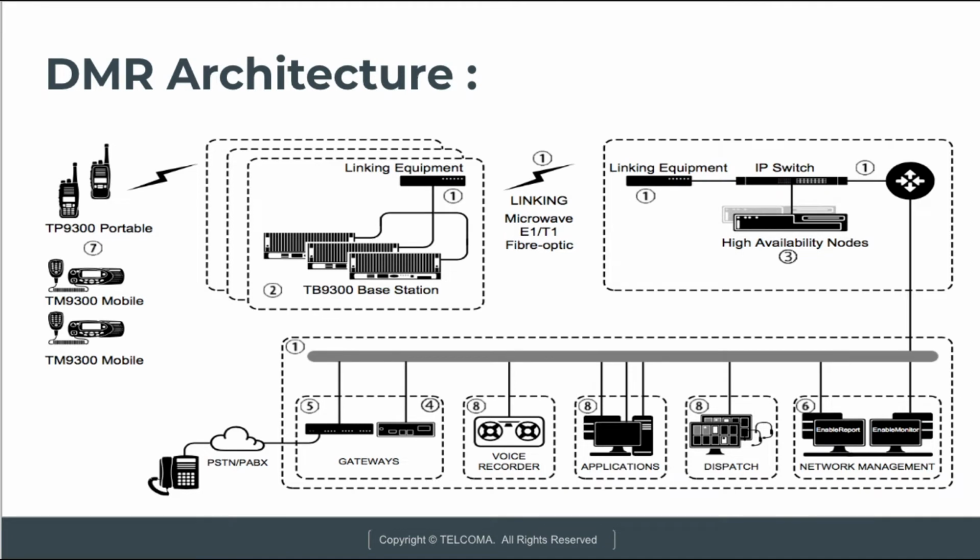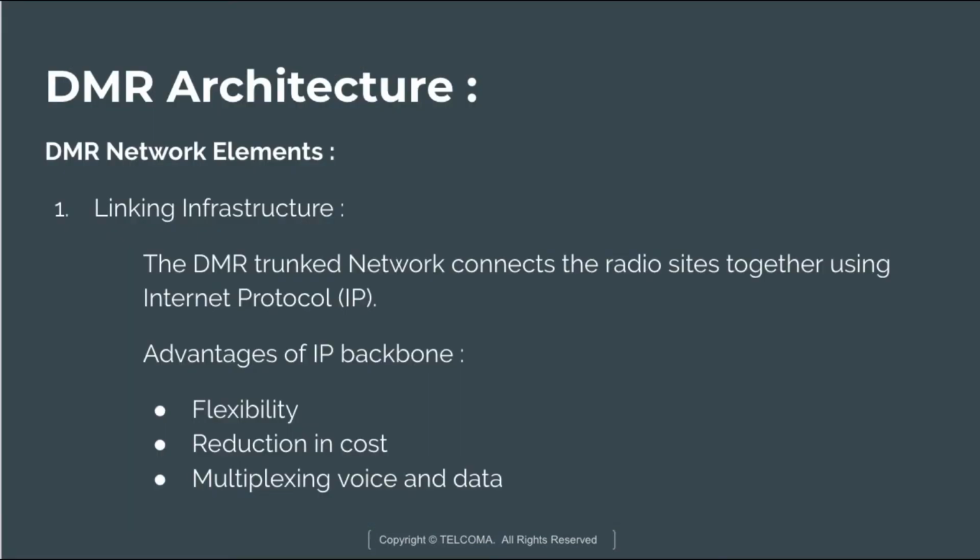So this is the DMR architecture, and these are the portable and mobile devices of DMR. These portable and mobile devices are connected to the linking equipment through the base station, and after that this linking equipment links the two networks with microwave or fiber optics. This linking equipment includes an IP switch and high availability nodes, which are further connected to network management, dispatch, application, voice recorder and the gateway, and the gateway is further connected to the cloud or PSTN or PBX network. So the entire architecture shows a DMR architecture or DMR network. Let's discuss these elements one by one.